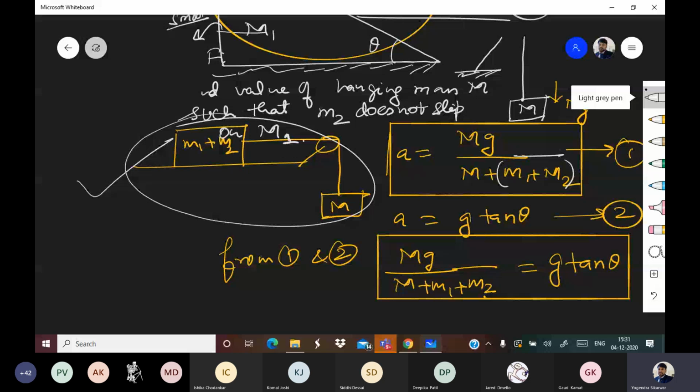Correct. Now in the last question we saw that if one block is kept on another block and it is not slipping, then the criterion is that its acceleration should be equal to g tan theta. So that is equation number 2. Now if both are representing a only, then we can compare 1 and 2. So when we compare 1 and 2, both are a, so Mg upon capital M plus M1 plus M2 should be equal to g tan theta.